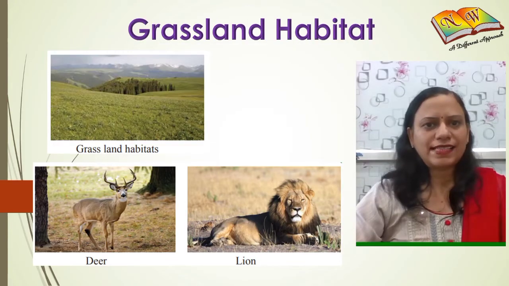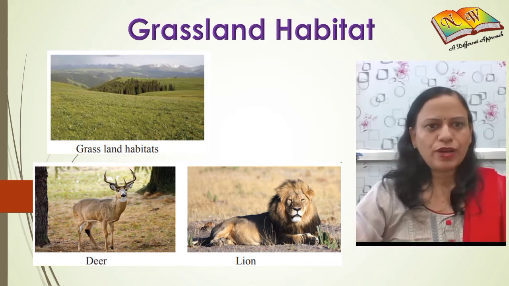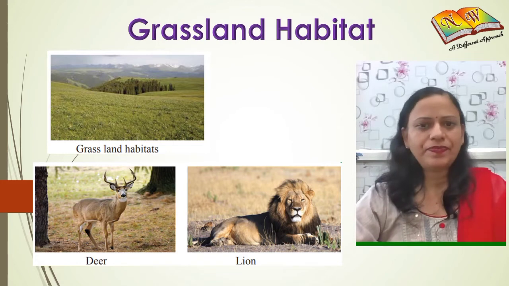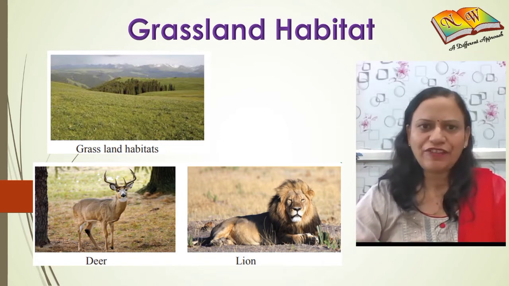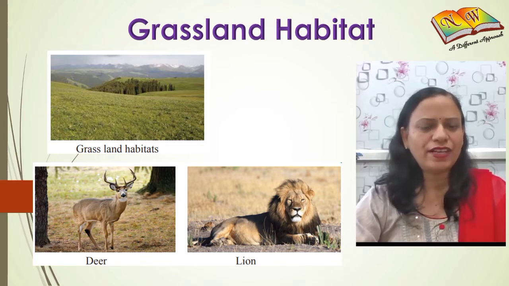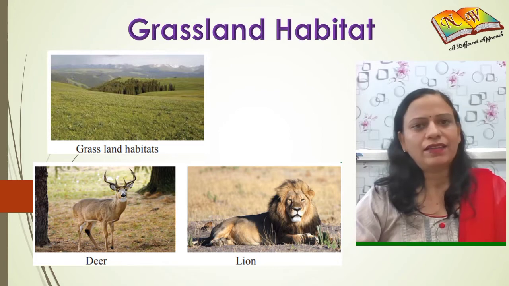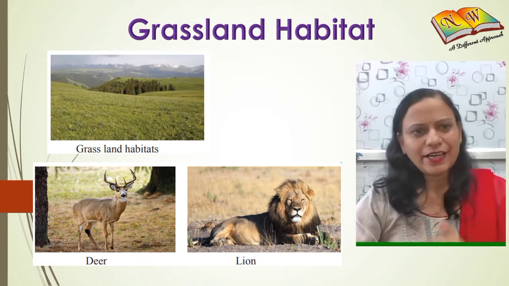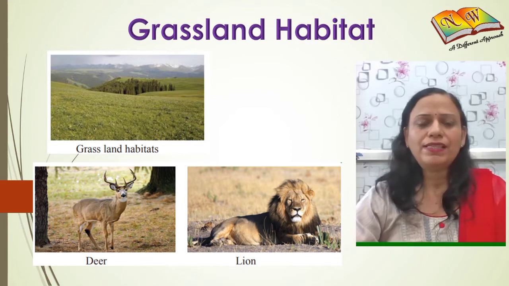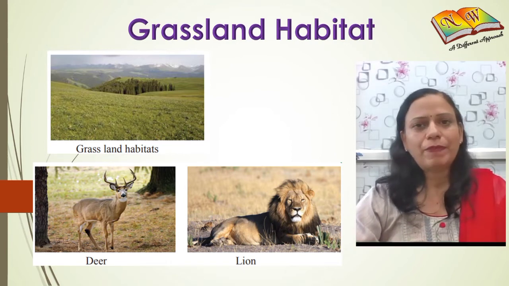Next is the grassland habitat. So if you look at the first image on your screen, this shows you what a grassland looks like. It's a wide open field full of grass, and the animals commonly found in this kind of habitat are deer and lions. And if you look at the color of the skin of deer and lion, you'll find that they have a similarity to the grassland habitat, which helps them to hide in the grass without being seen by the predators or by their prey.